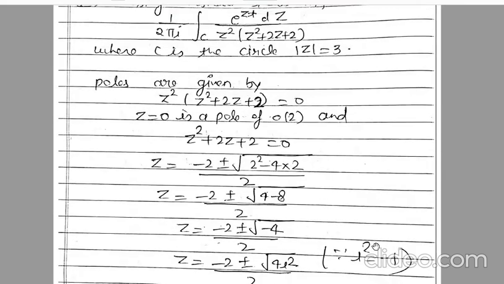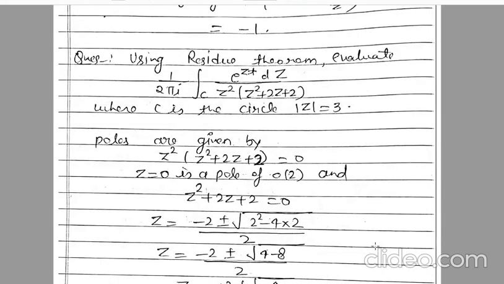Right. Now, there is another example. Using the residue theorem, evaluate this integral where C is the circle mod z is equal to 3. So this will be your 15 marks question. And this type of question will be asked in the university final semester exam.